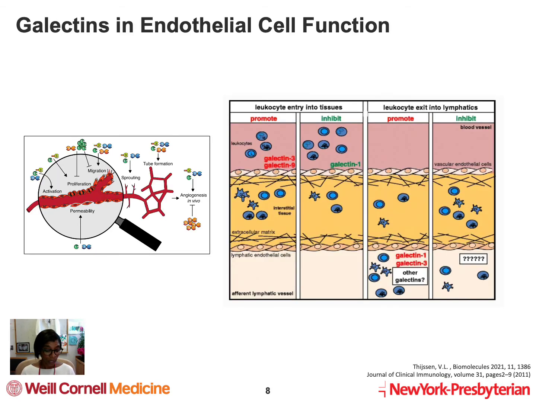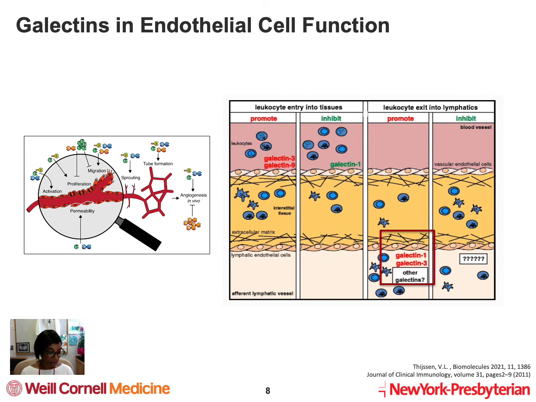extracellular matrix. There's been some recent interest in the galectins in endothelial cell function, and several of the galectins are implicated in endothelial cell proliferation, activation, and tube formation. But particularly interesting for me, there's some evidence that specifically galectin 1 and 3 are important for lymphatic vascular function. In fact, galectins 1 and 3 have been shown to be important for entry of immune cells into the lymphatic endothelial vasculature.